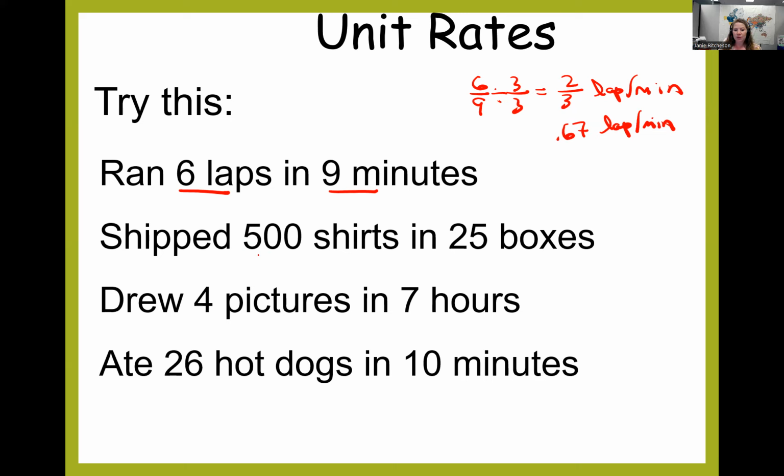Now this would be a whole number. 500 divided by 25 is a whole number of shirts per box, which makes sense. You can't have part of a shirt in a box. And if I drew 4 pictures in 7 hours, I'm going to draw less than 1 picture per hour. I would have 4/7 of a picture per hour, or if I divide that out, I would draw about 0.57 of a picture per hour. Okay. And the last one, of course, is 2.6 hot dogs per minute.